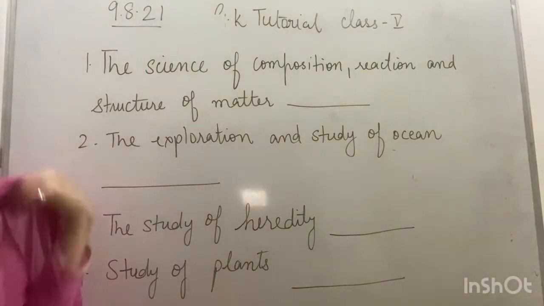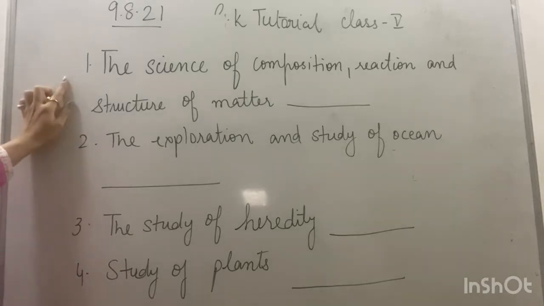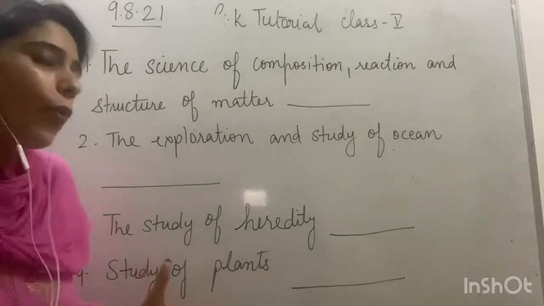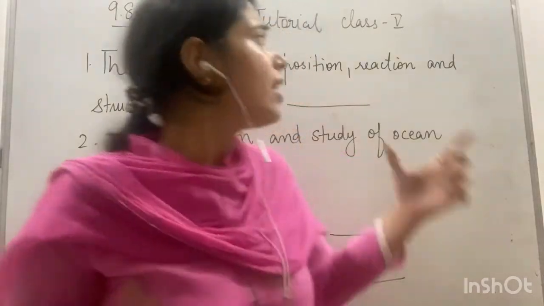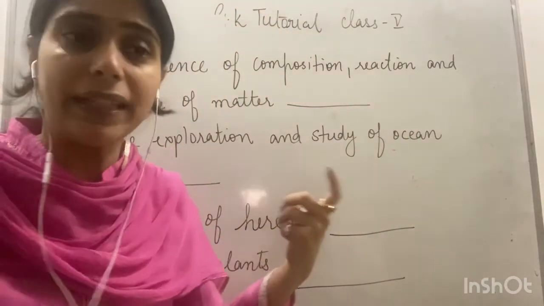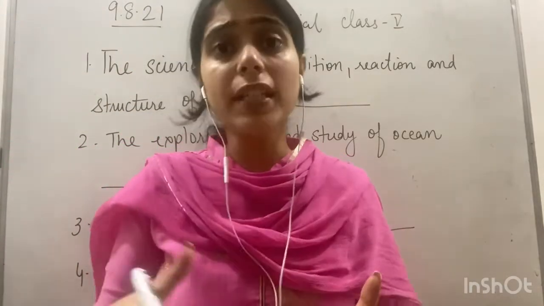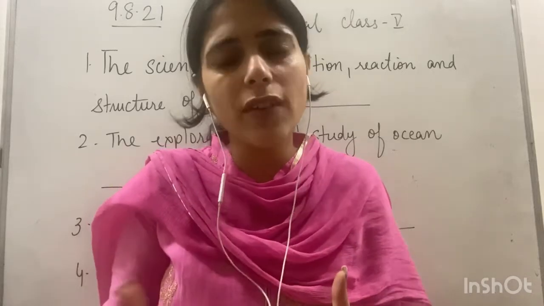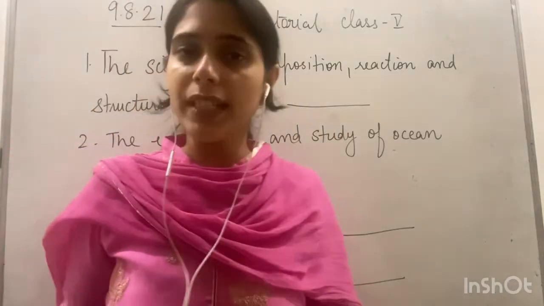Okay students, here we are with some terminologies that we will study in this chapter. The first is the science of composition, reaction and structure of matter. Composition means what the thing is made up of. Structure: you have studied that matter is solid, liquid, gas. So what is the structure of that matter? What is it composed of? How is it made up? And what are the different reactions? It's a very important branch of science.